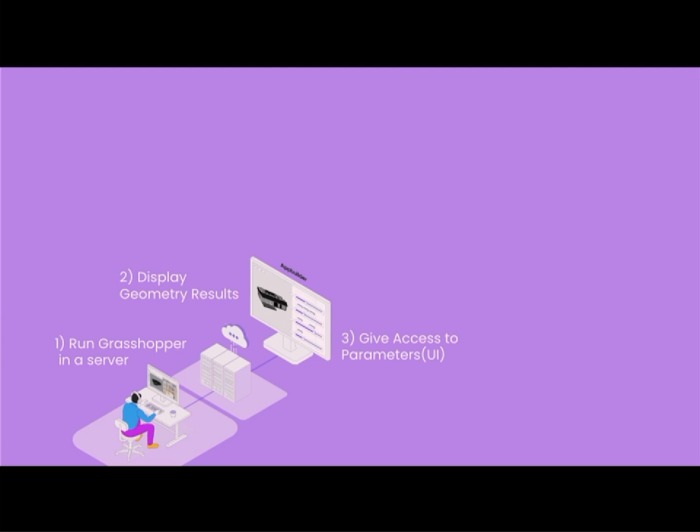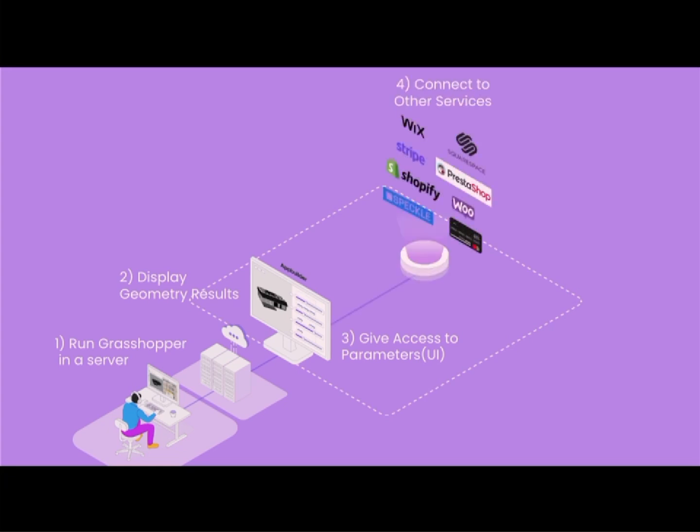Okay, now we can run Grasshopper in a server, we can display the geometry results, we have given access to the parameters via user interface, but now that we are already in the cloud, we're already in the browser, to make this even more powerful, we can start to connect to other services, for example, via APIs. And we have our own APIs, so you can make that connection to these external services. So we have a viewer API, a backend API, so you can connect directly to our servers, a platform API, and then you could connect potentially to any of these services.